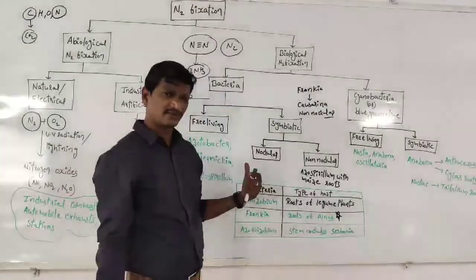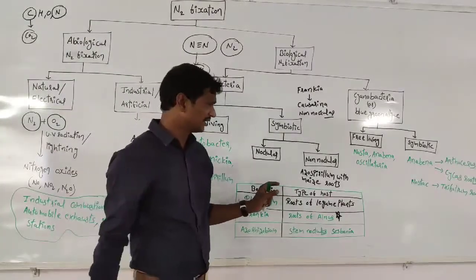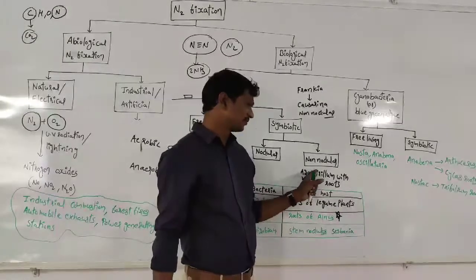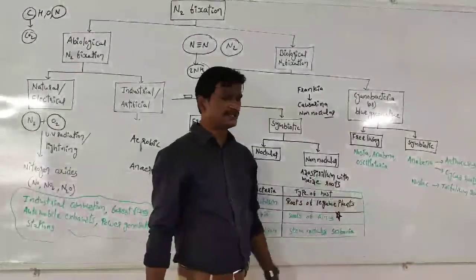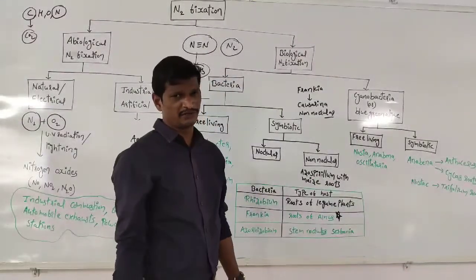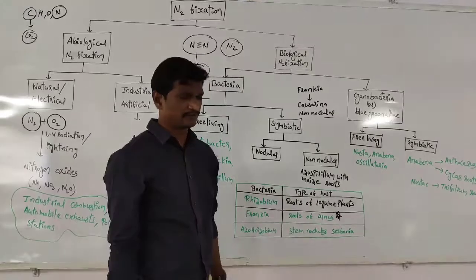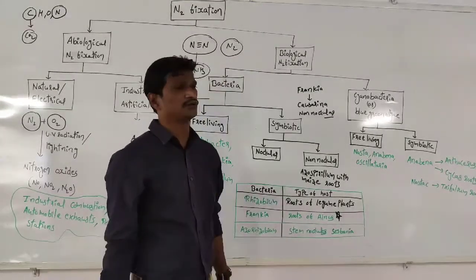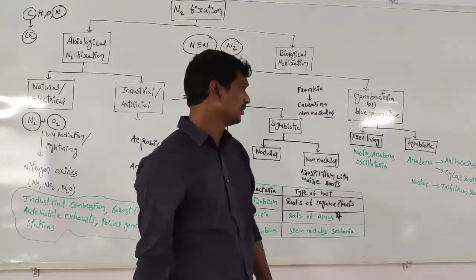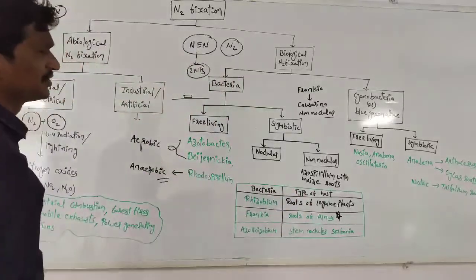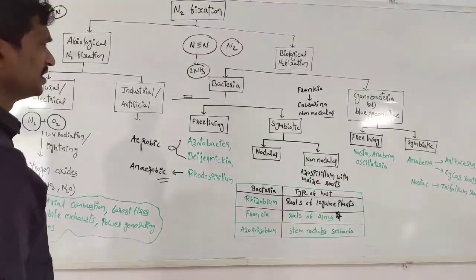These two are in different plants. And the next one is Azospirillum, with grass roots. Azospirillum is also involved in nitrogen fixation with grass roots, but here there is no nodule production. That is about the symbiotic nitrogen fixation process.